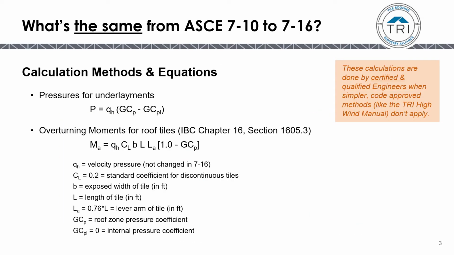The calculation methods and equations haven't changed, but these are done by certified and qualified engineers when a simpler method, like using the TRI High Wind Manual, wouldn't apply. Pressures are determined for underlayments, and the overturning moments are determined for roof tiles using the equation listed there. What has changed, however, are the gust coefficients. These values have changed for ASCE 7-16, and in most cases have increased the overturning moment required, but not for all, and we'll go through some of those examples.